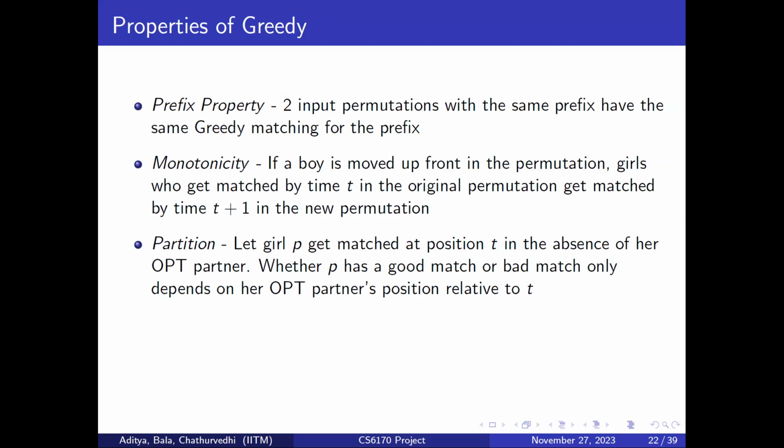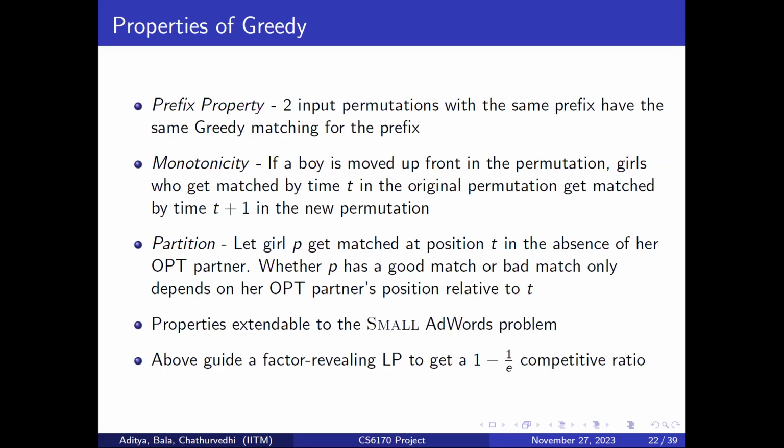If we remove a girl's optimal partner and run the algorithm, let us say a girl gets matched to a boy at position t. If the optimal partner is added back to the permutation, whether she has a good match or not depends only on her optimal partner's position relative to t. These three properties are crucial in establishing the bound, and these properties also extend to the online adwords problem and help give a linear program to get this ratio. The problem of what is the optimal algorithm for these two distributional models was left as an open question by this paper.